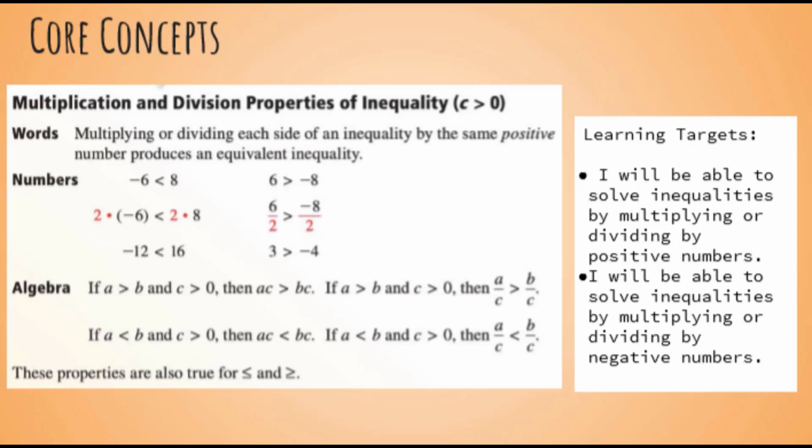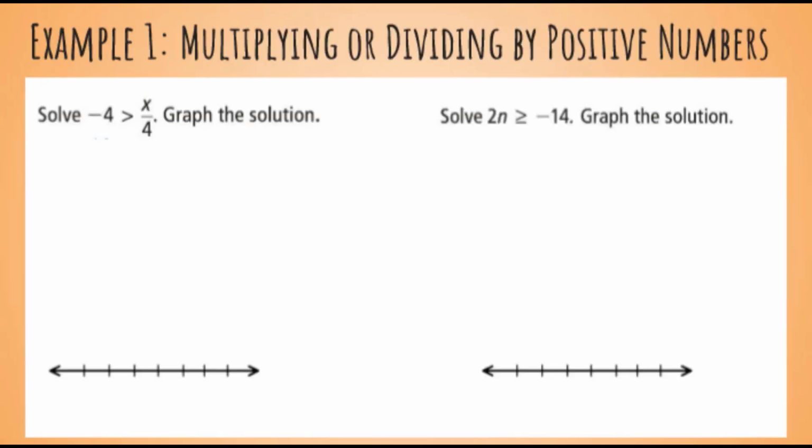For our core concept, we have the multiplication and division property of inequality. And this property is very similar to the multiplication and division properties of equality. So they are showing you that if you multiply or divide by the same number on both sides of your inequality, you will get an equivalent inequality. So example 1 is multiplying or dividing by positive numbers.